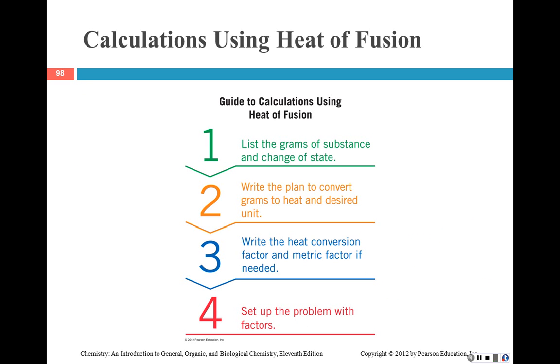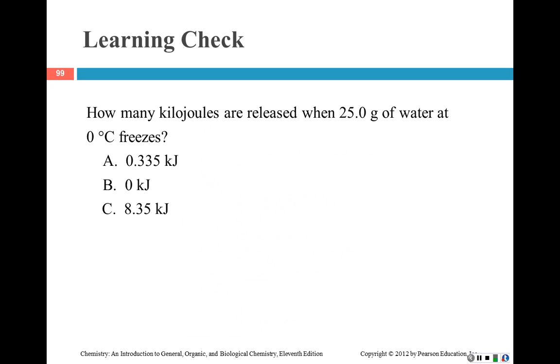If you're going to do calculations with heat of fusion, just like we saw with specific heat, you've got grams of the substance and what change of state you're doing. You're going to have to convert grams to heat by using those conversion factors. And basically you just set that problem up. So our first question is, how many kilojoules are released when 25 grams of water freezes at 0 degrees Celsius? Go back, look and see what our definitions of those were, see what kind of conversion factors I gave you, and see if you can work this problem without looking at the answers.